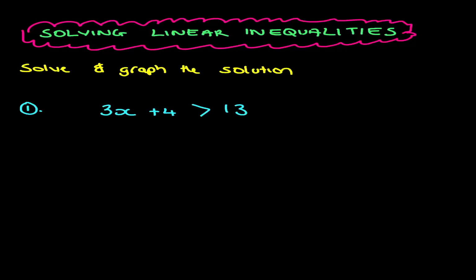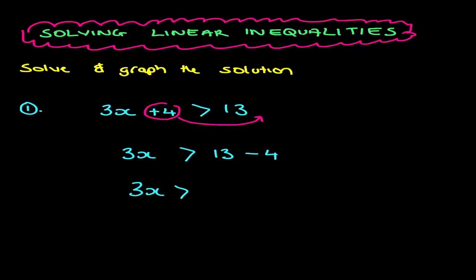So if this was an equal sign and I asked you to solve this, you would get rid of this positive 4 by making it a negative 4, by bringing it to the other side. So let's just do that. Let's bring this 4 to this side. So my left hand side is 3x, my right hand side becomes 13 take 4. And 13 take 4 is 9.